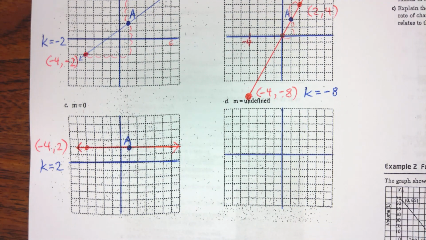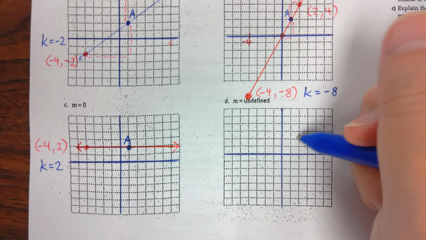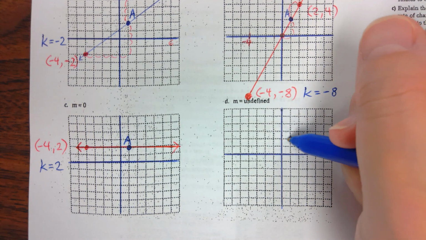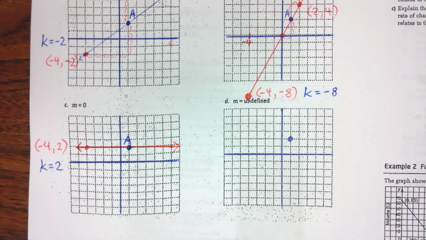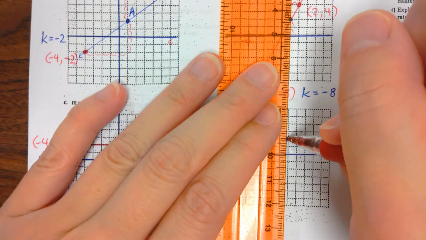Okay, one last one. This is the $1,000,000 question. All right, let's see who will get this one. M equals undefined. What type of line? Sydney? Vertical. So I know how to draw this line. It looks like this.